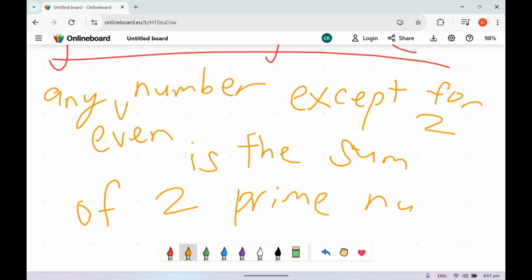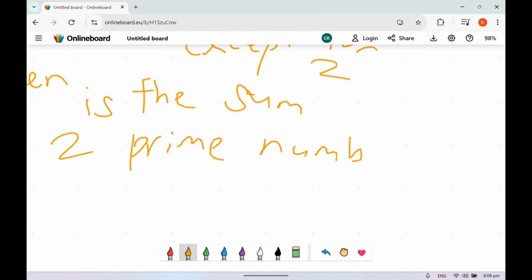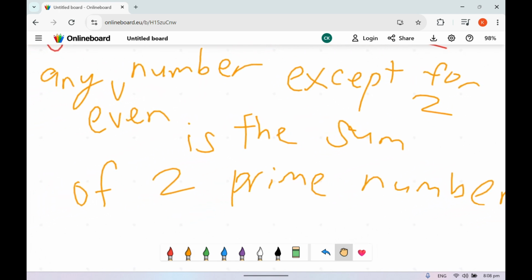Now, I'm not going to give you an example of this because I think it's dumb. But essentially, I want you to think about it. Take any even number except for 2. Any even number you hit. I can guarantee you, with Goldbach's conjecture, that it is definitely the sum of 2 other prime numbers.